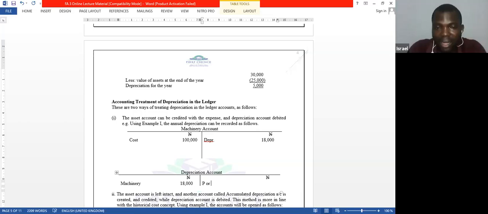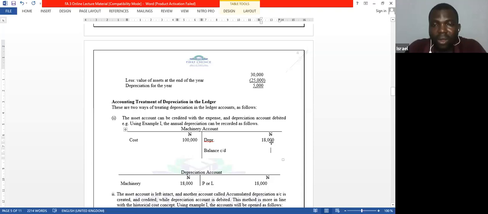Then come here. Now to close this one, we have balance carried down. When you have your balance carried down, what is the difference there? You now look at the debit side. The credit side is 100,000. The credit side is 18,000. So 100,000 minus 18,000 will give us 82,000. That 82,000 naira is the balance at the end of the period. So we have 82,000.